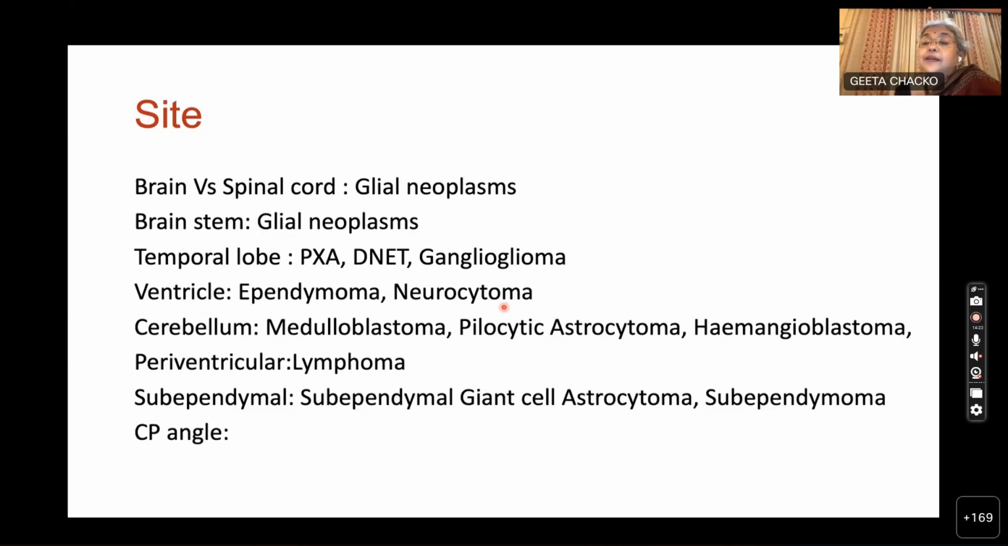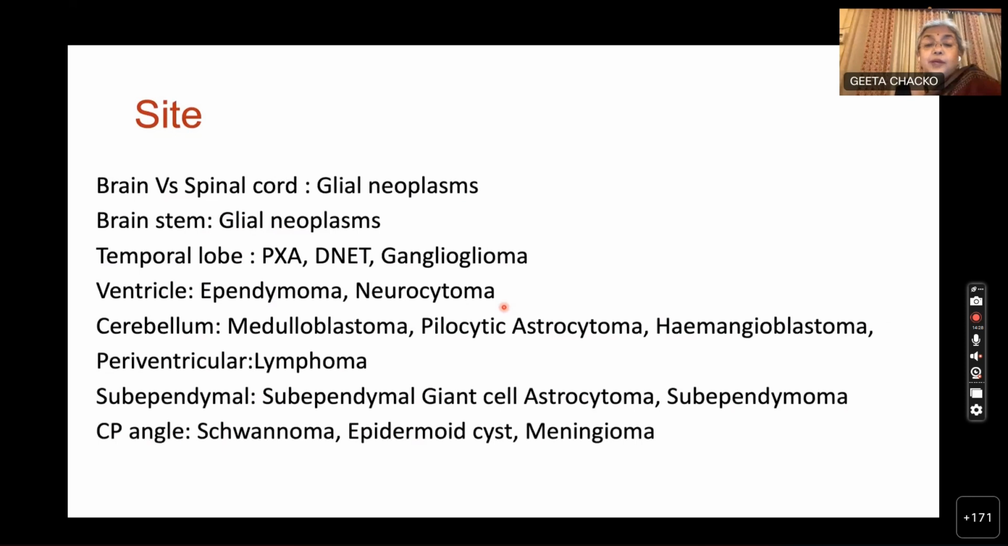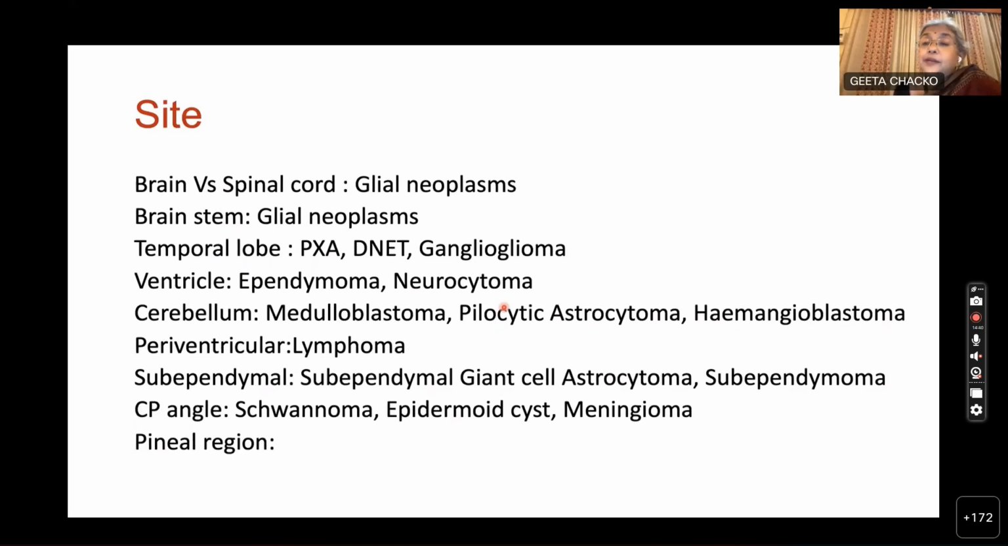Medulloblastoma can occur, but that's more frequently parenchymal within the medulla. In the CP angle, one sees tumors from the nerves: schwannomas, meningiomas. Gliomas can also be seen there if they protrude out, but in that CP angle area, these are the tumors you see. And in the pineal region, the pineal gland occurs near the posterior part of the third ventricle.